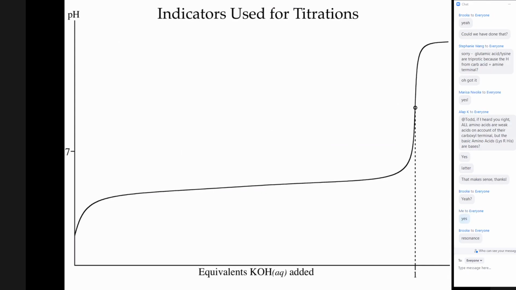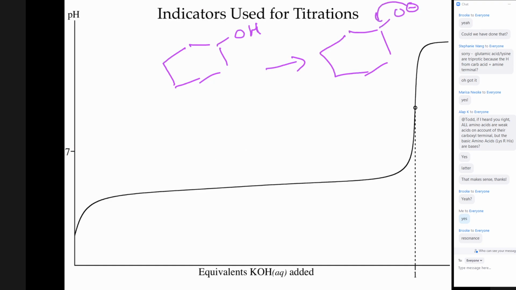Resonance. You nailed it. If you have enough conjugation, if you have enough resonance, then instead of absorbing the UV like a normal carbon-carbon double bond or carbonyl, it can actually absorb in the visible range. So what if I had a compound that could do this? Let's say when I deprotonated it, it turned into O minus. What if the O minus could kick in and there was a double bond there?